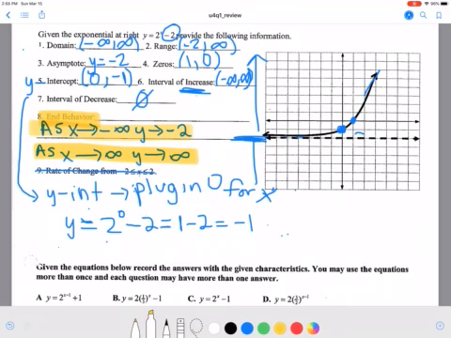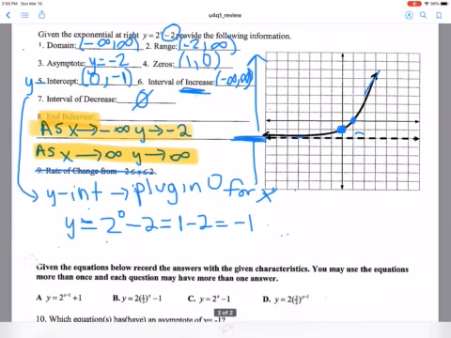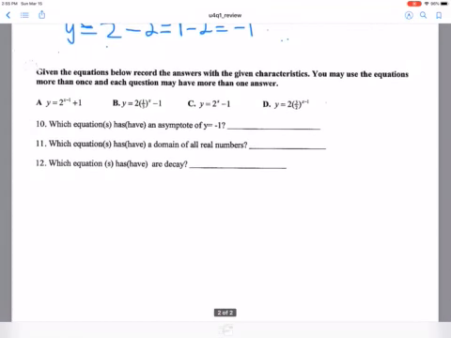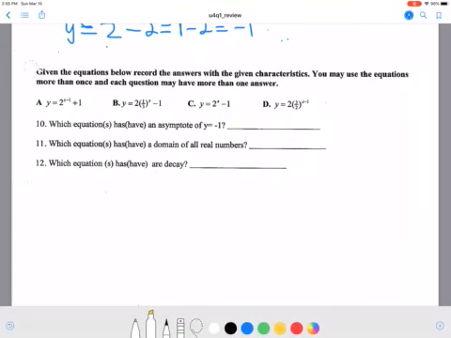From here, if everyone's good, again, pause as needed. If we go down, okay. So now we have equations, and it's asking us for the different scenarios, right? Which one encompasses which thing? Test taking strategies here, right? So think about each one, process of elimination through, even though you can use the equations more than once, but we want to approach it as though, kind of deciding which ones this does not apply to. So which equations have an asymptote of y equals -1?